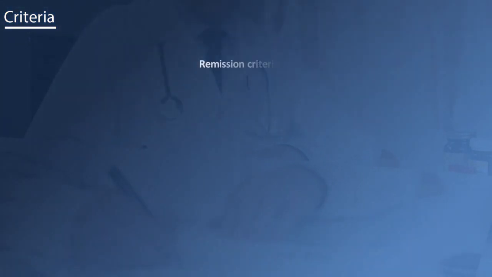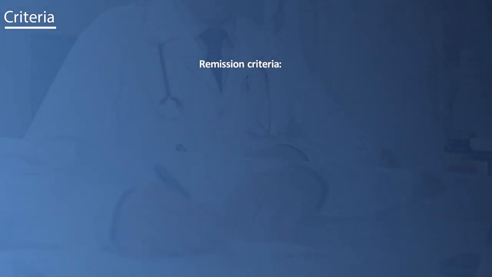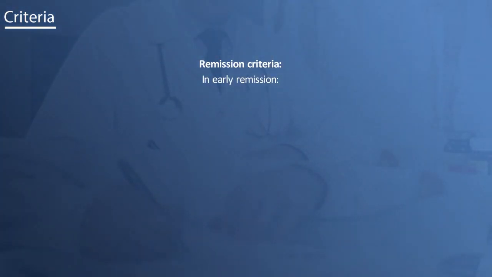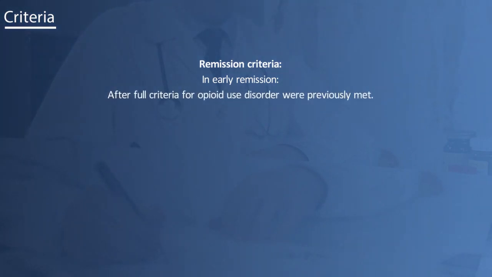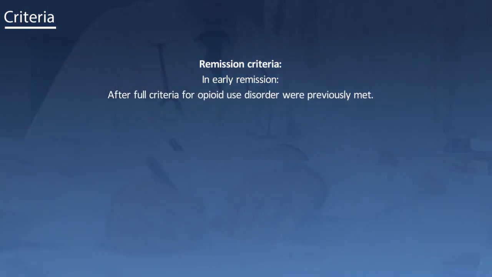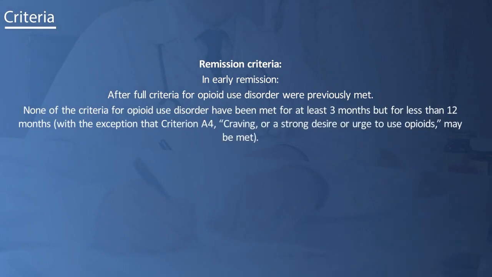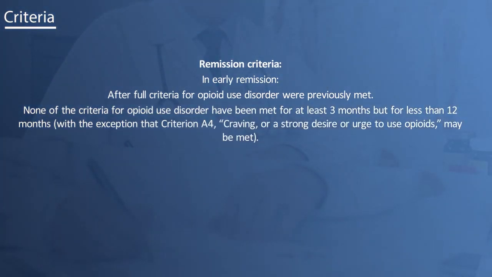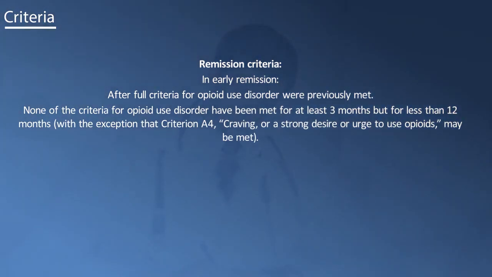Now, let us look at the remission criteria for the patients. When the patient is in early remission, the following criteria is to be noted. After full criteria for opioid use disorder were previously met, none of the criteria for opioid use disorder have been met for at least 3 months but for less than 12 months, with the exception that criterion A4, craving, or a strong desire or urge to use opioids, may be met.